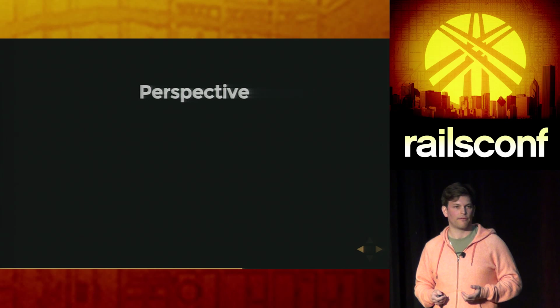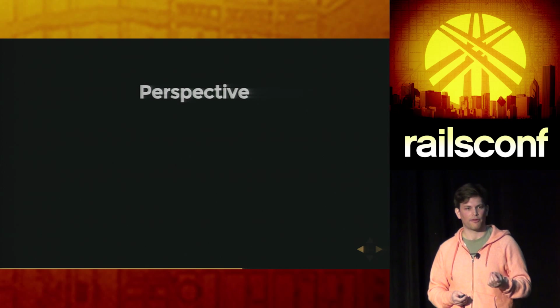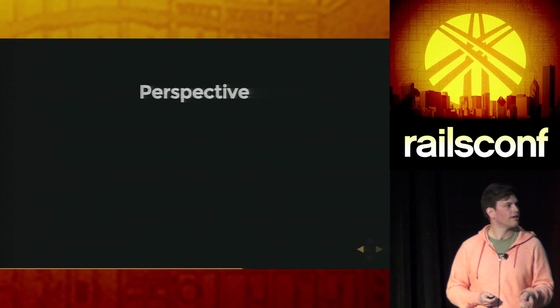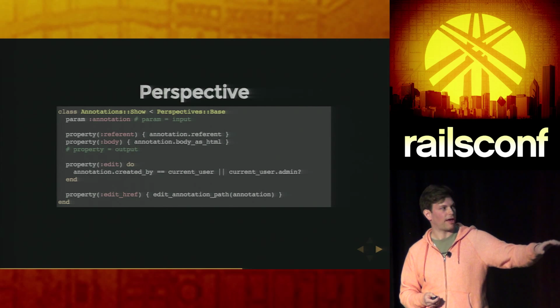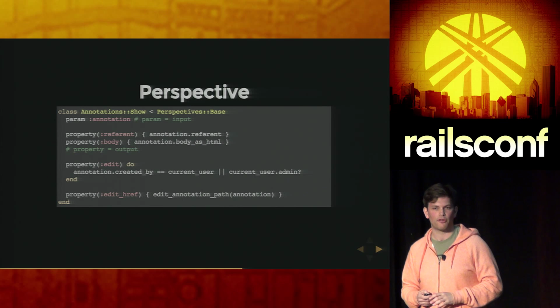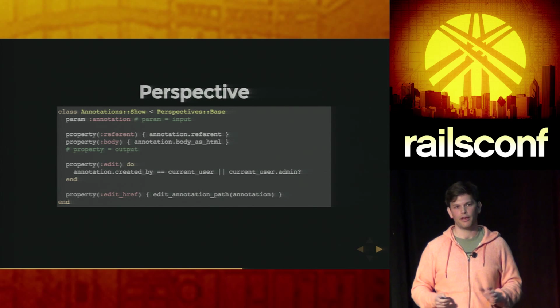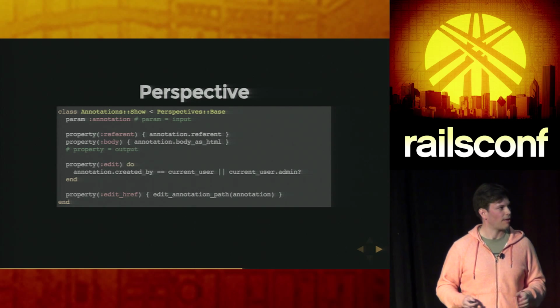So what does this perspective thing look like? Well, as you might imagine, it's a bunch of stuff that specifies what is in the hash. So here's the whole perspective. I'm going to dive into different parts of it, but you can see it's basically a Ruby object with some macros thrown in. That's the goal of the library. It should just be a plain Ruby object.